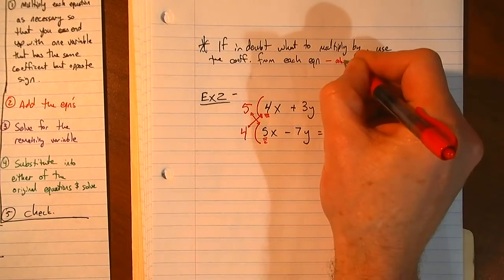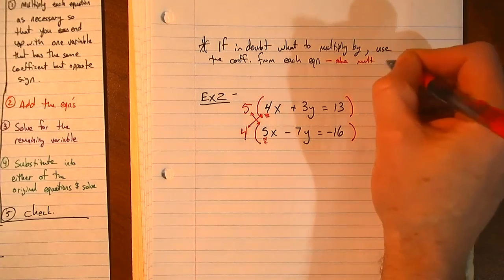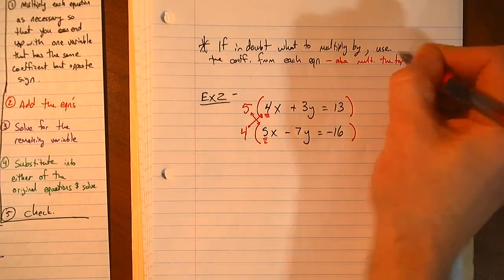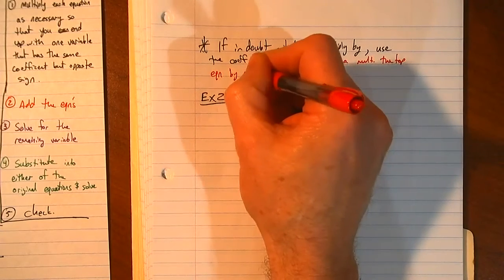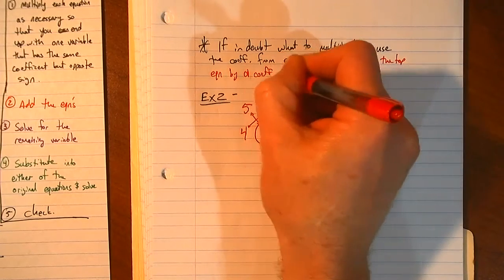Okay, so AKA multiply the top equation by a coefficient from the bottom.